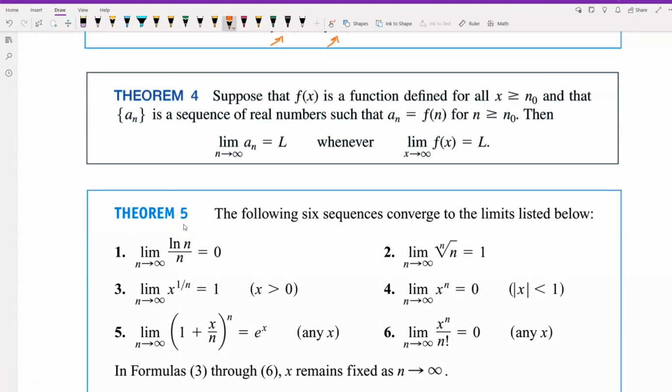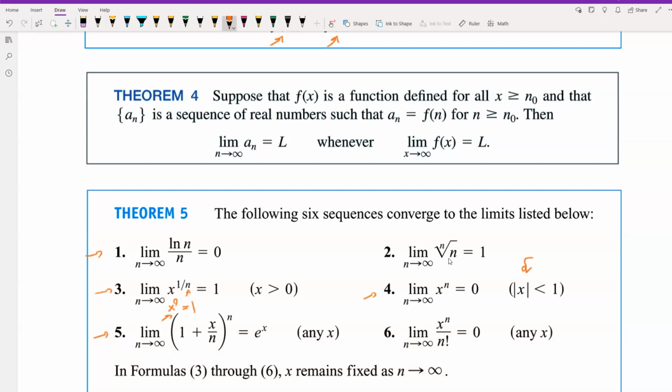Theorem 5: the following 6 sequences converge to the limits listed below. The first one, the limit of natural log n divided by n when n approaches infinity is equal to 0. Number 2, the limit of the nth root of n when n approaches infinity is equal to 1. Here on this part we have the limit of x to the power 1 over n when n approaches infinity is equal to 1. So in this case, with infinity in the denominator, we have 1 over infinity, and 1 over infinity is 0. So we have x to the power 0. Having 0 as a power, it doesn't matter what we have for the base, that will be equal to 1. Then number 4, the limit of x to the power n when n approaches infinity is equal to 0, and in this case, the absolute value of x is less than 1.